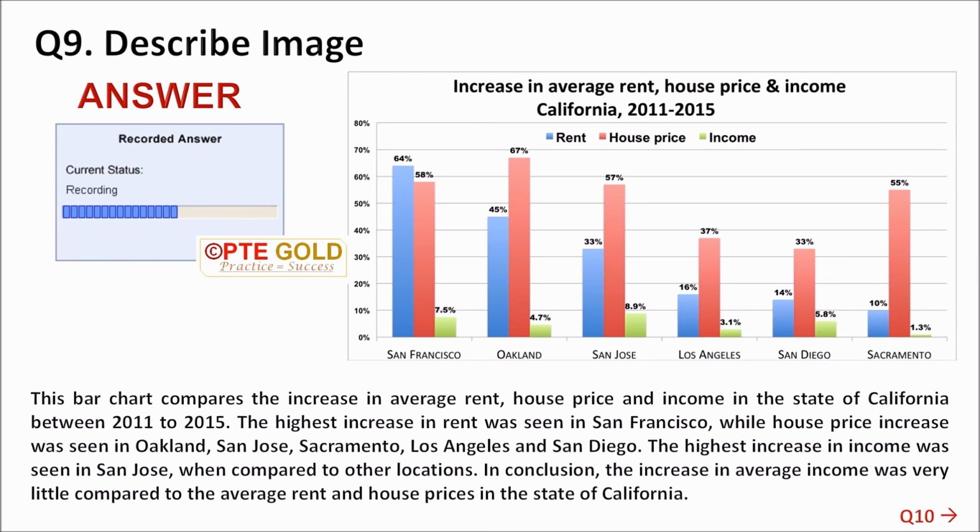The highest increase in income was seen in San Jose when compared to other locations. In conclusion, the increase in average income was very little compared to the average rent and house prices in the state of California.